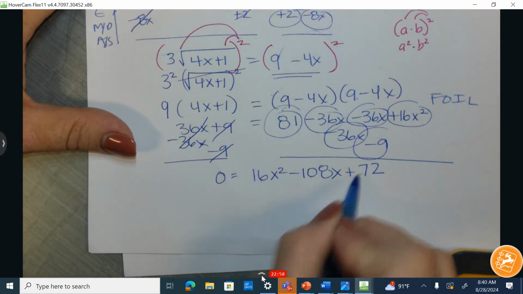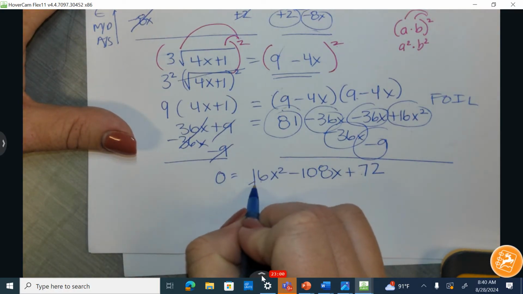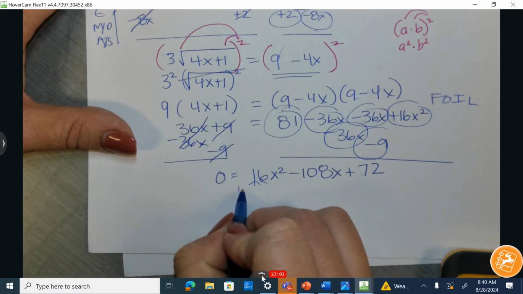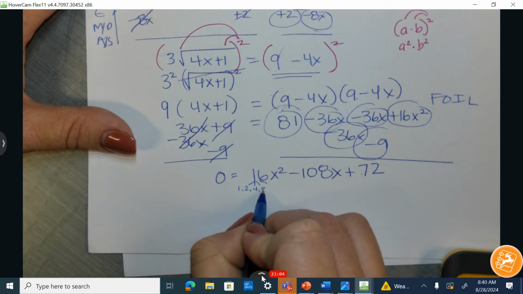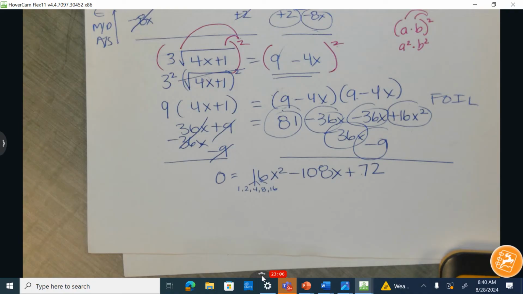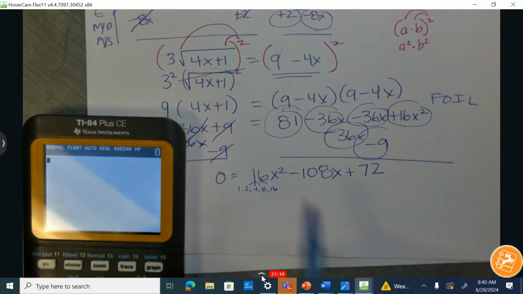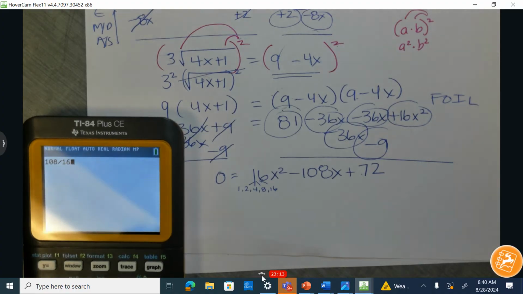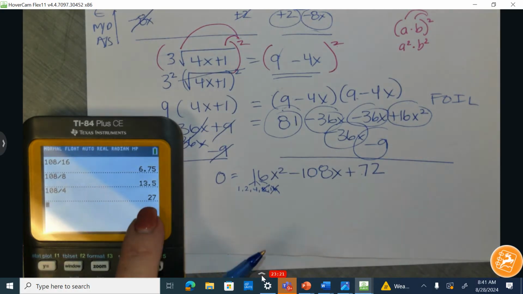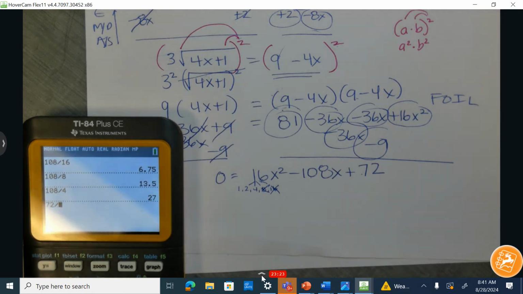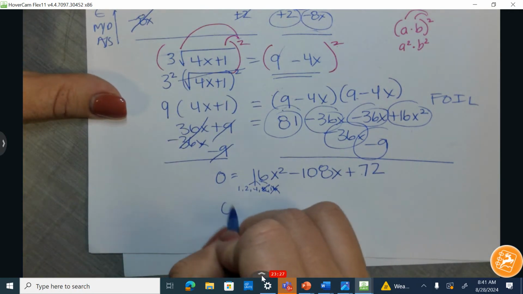So I choose the smallest term, which is 16, and I'm going to write down the numbers that divide into 16: 1, 2, 4, 8, and 16. Then I'm going to use my calculator to test, starting with the largest number. 108 divided by 16. Oh, it's not nice. Cross it out. 108 divided by 8. Not nice. Let's try 4. 108 divided by 4 works. I got a nice whole number. 72 divided by 4, I also got a nice whole number. So I'm going to factor out a 4 right now.